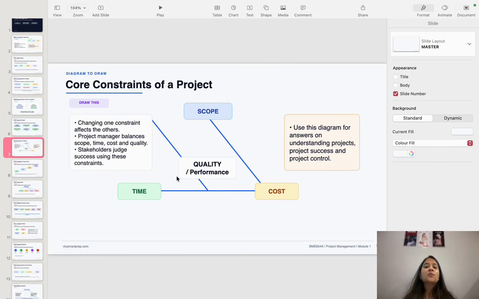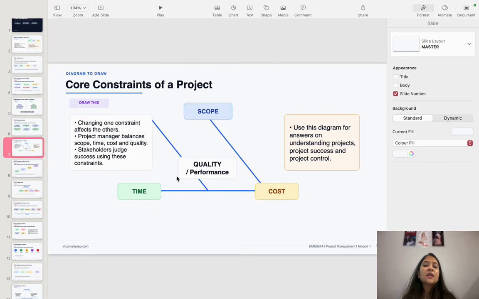Cost means the budget available for the project, and quality means the expected standard or the performance of the final output. If one constraint changes, the other constraints are also going to be affected. This sentence is very important.